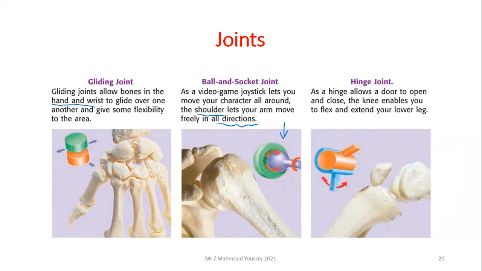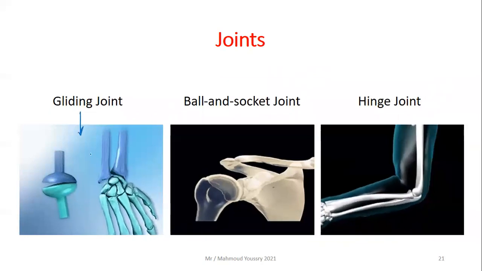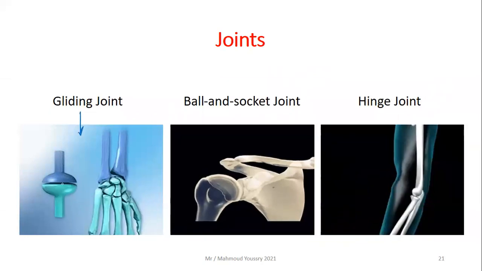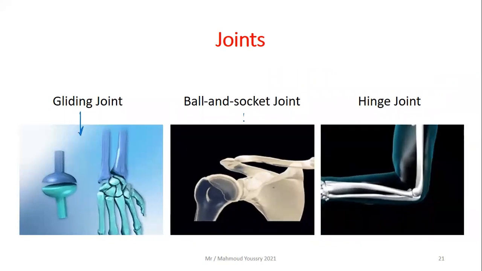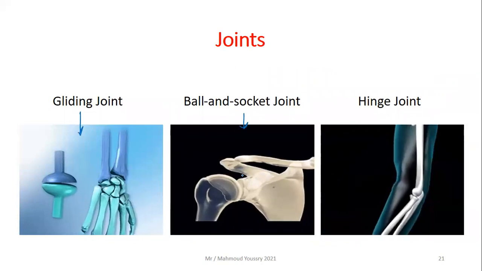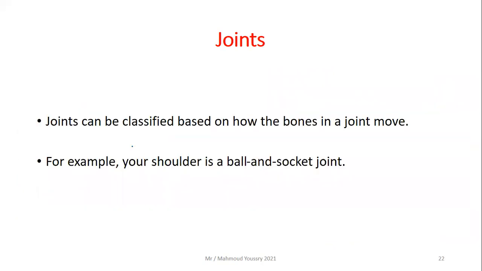Hinge joint. This is like the hinge of your door. A hinge allows a door to open and close. The knee enables you to flex and extend your lower leg, so it acts as a hinge. This is the gliding joint, like your wrist. Can you see? The bones are gliding over one another. Then the ball and socket joint as your shoulder, and the hinge joint like your knee and elbow.